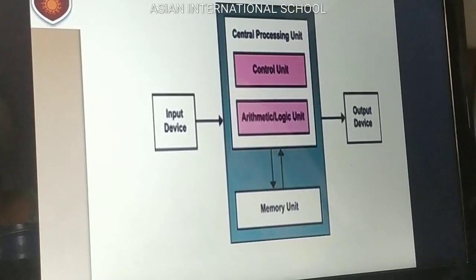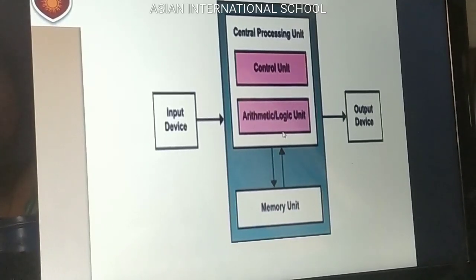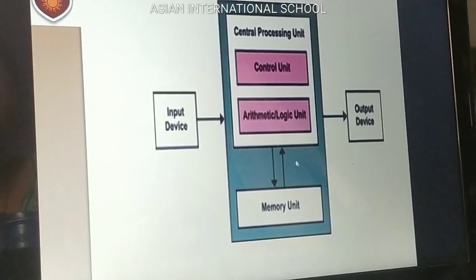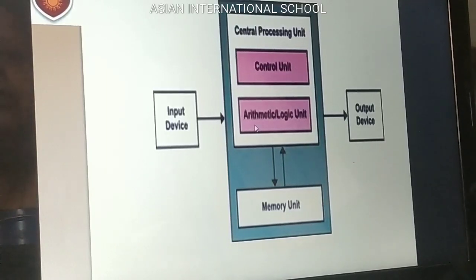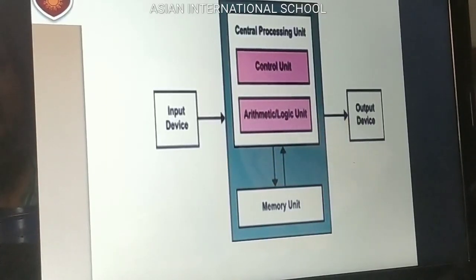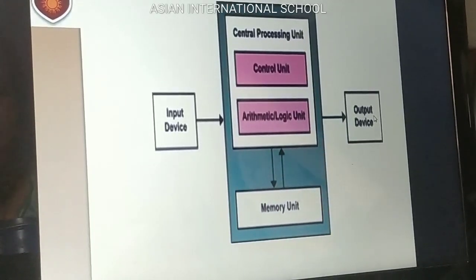It will control the flow of data, and there is an arithmetical logical unit which will process the data, and there is a memory unit which will store the data. So the input device gives the data, and in the processing unit of the CPU we have the control unit, which will control where the data will go, either to the memory unit or the arithmetical logical unit, ALU. So it will control it and process it, and then it will give the output.